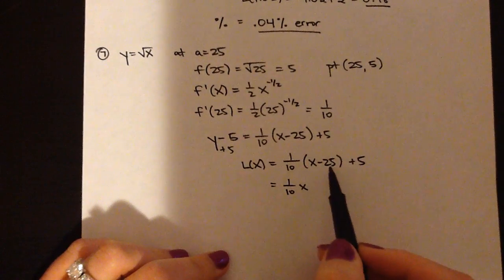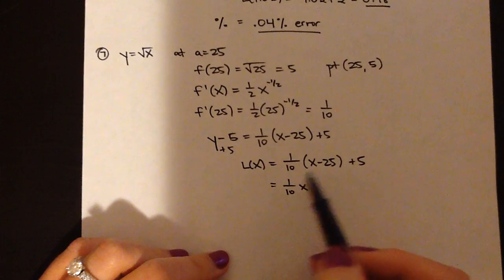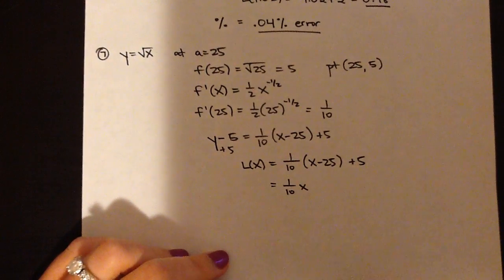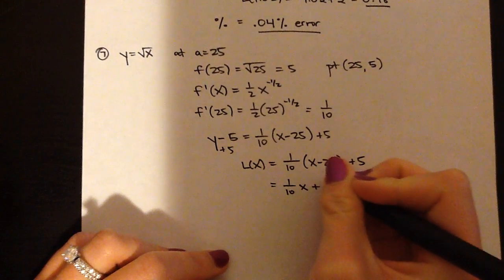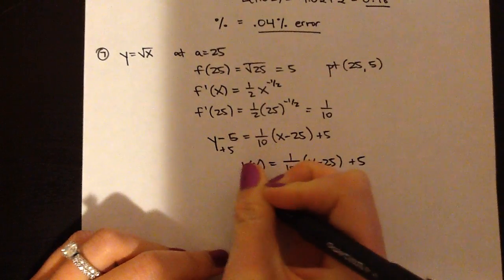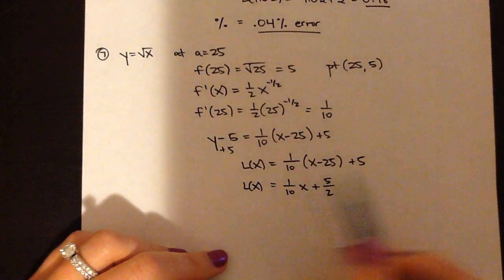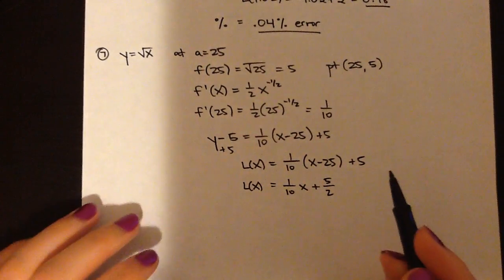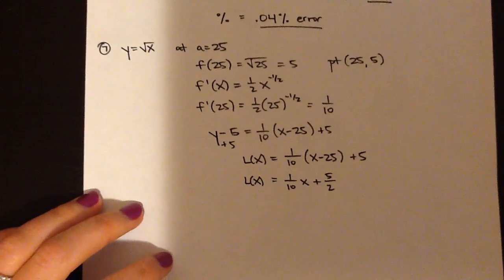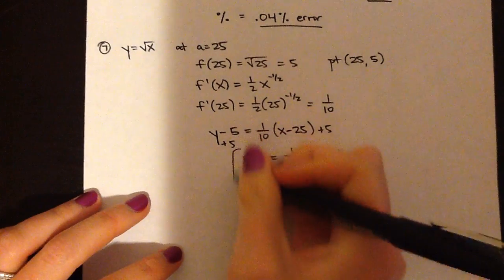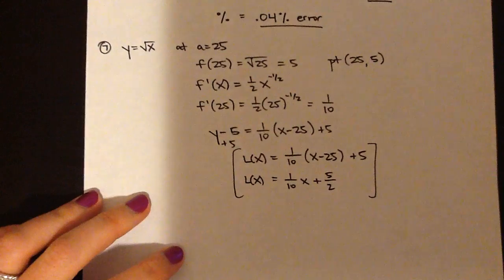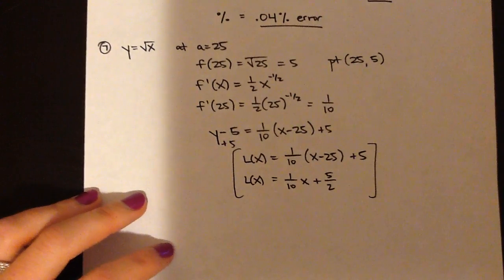So if I do negative 25 over 10, that would reduce down to negative 5 over 2, or negative 5 halves. And then I could add the 5, and I would get positive 5 halves. So you could do that. Either way, you could do a slightly weird version, not quite point slope, not quite slope-intercept, or you could actually get into slope-intercept. Either way, this is what we're looking for, the linearization, one or the other. All right, next one, we're going to go down.